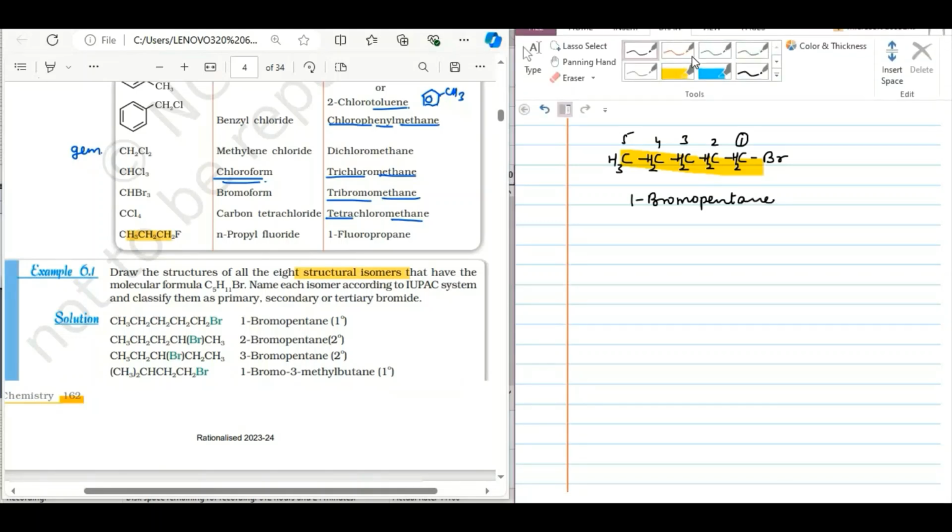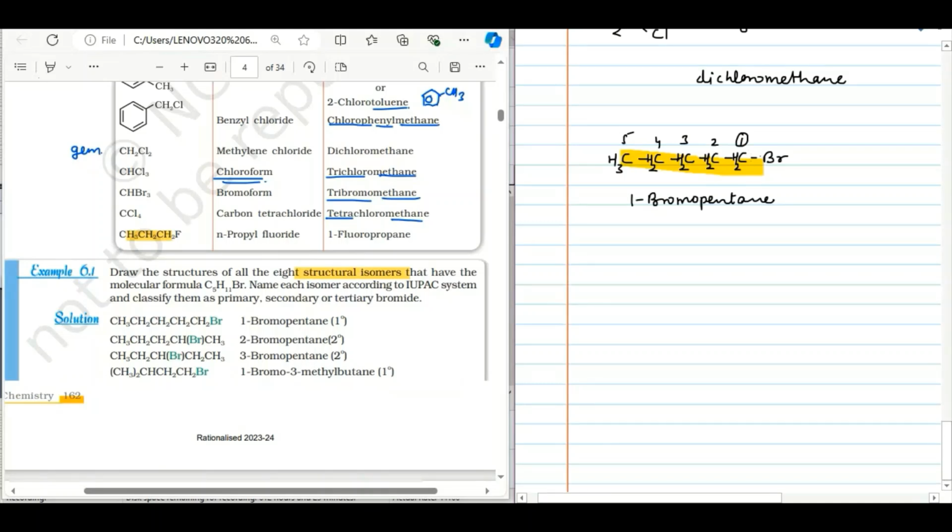Now identify primary, secondary or tertiary. Look at the carbon to which bromine is bonded: it is bonded to one other alkyl group. This is the big alkyl group which is bonded to the carbon which is bonded to Br. So that's why this carbon is a primary carbon.